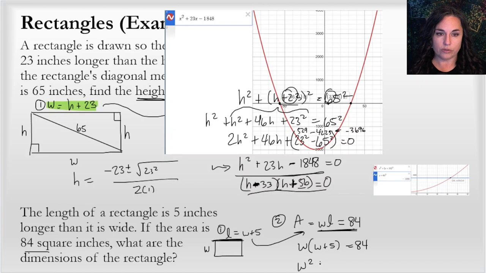I'm going to distribute this W here, 5W. I'm going to subtract 84 on both sides and get a 0, so I'm in the general form for the quadratic. And you can solve using the quadratic formula, or that may factor. I have a feeling that may factor just with those integer values, but that's how you set up that part.